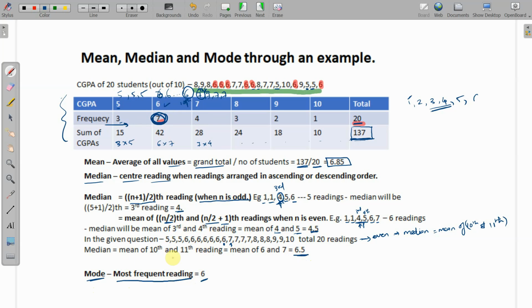Now one of my students has sent me a doubt from a test. So let's also understand how we will use these concepts over there.